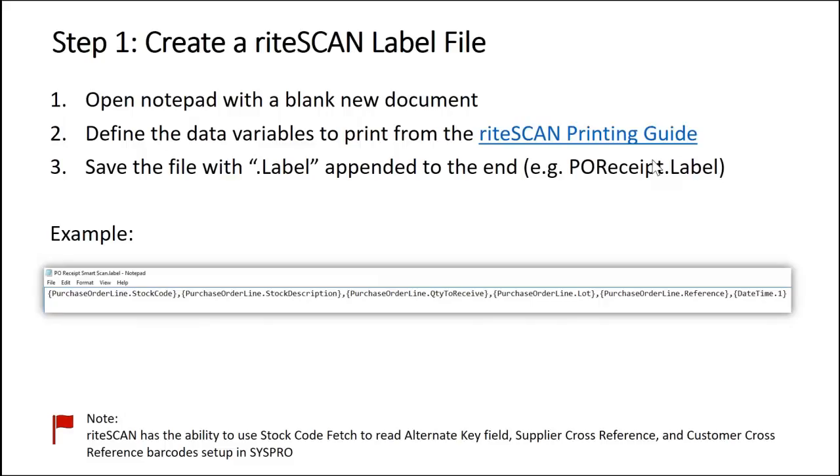So the very first step that you're going to go through with setting up a label file in riteSCAN is creating a blank Notepad document. If you guys are familiar with Notepad, most computers will have it on there. In Windows, I'm just going to open a blank document.